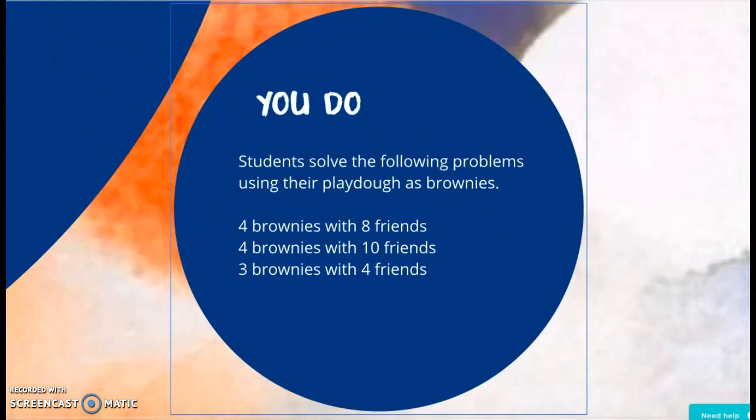For independent practice, students will solve the following problems. They will have Play-Doh as a manipulative to help them. If they have 4 brownies and they have to share them with 8 friends, how many pieces should each person get? If they have 4 brownies with 10 friends, if they have 3 brownies with 4 friends, students will have to decide what fraction of the brownies each friend will get.